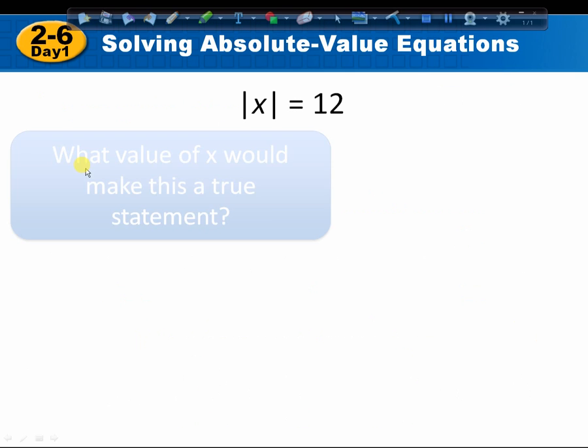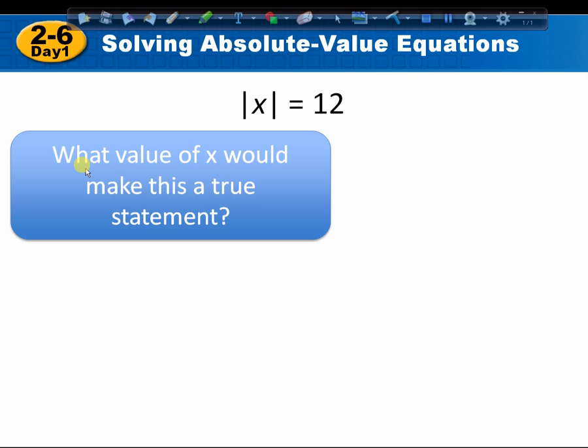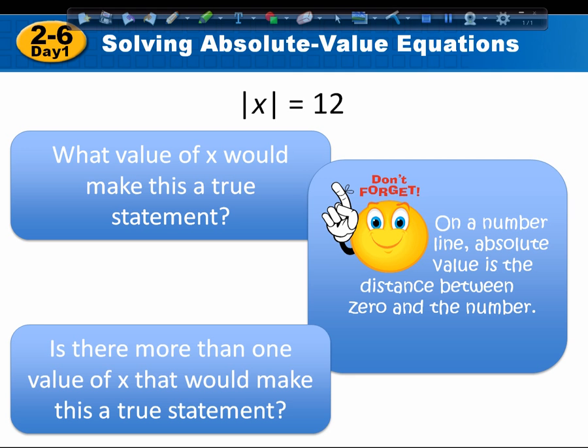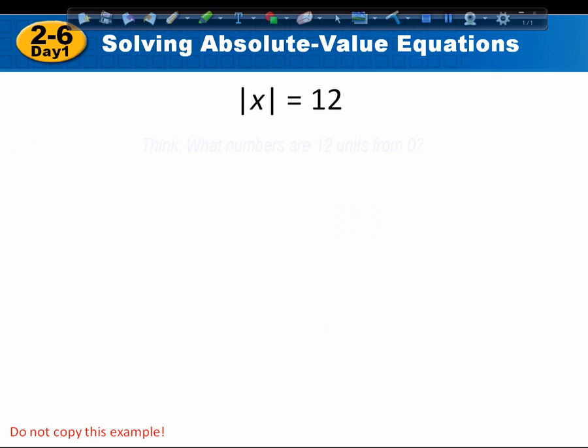We've got absolute value of x equals 12. It says, what value of x would make this a true statement? It says, don't forget on the number line, absolute value is the distance between 0 and the number. Is there more than one value of x that would make this a true statement? Think, what numbers are 12 units from 0?